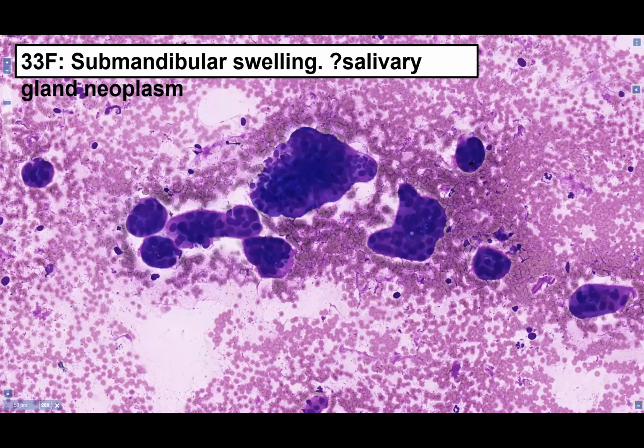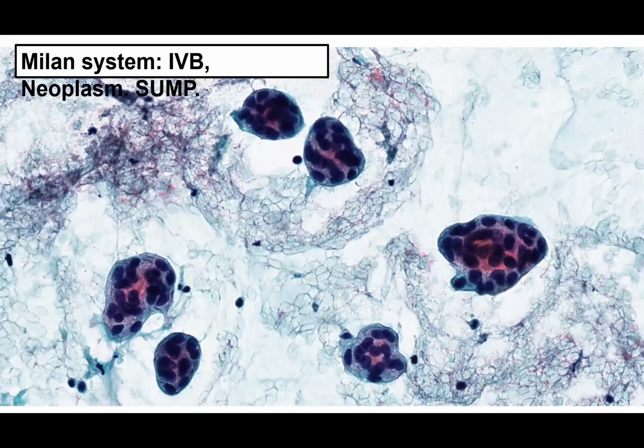So next here, we've got a 33-year-old female, submandibular swelling, query salivary gland neoplasm. Firstly, you can see here there's a lack of stroma, but you've got these nice basaloid cells, and they are forming these well delineated shapes. Similar again on the PAP, you also have scanty material with basaloid appearing cells. And because of the scanty material, this was put under this category of SUMP.